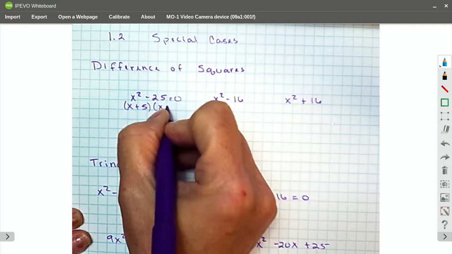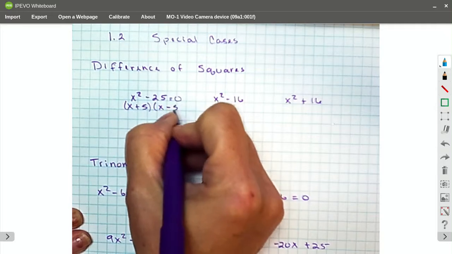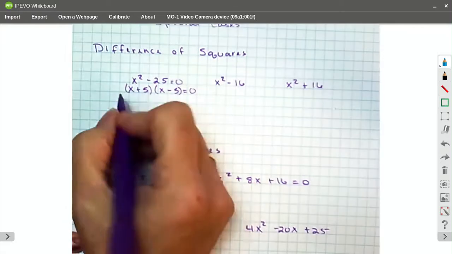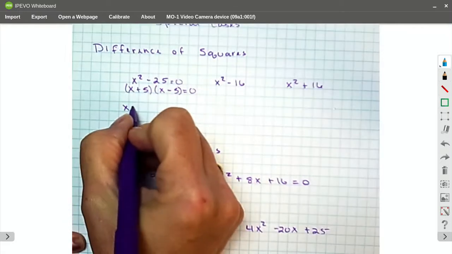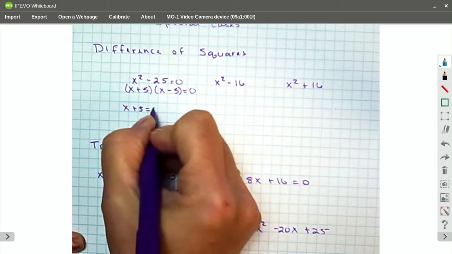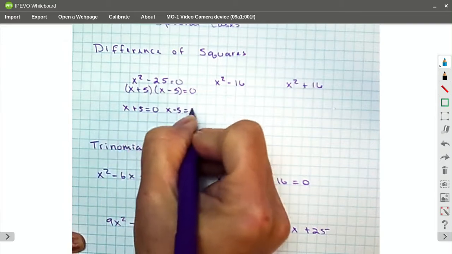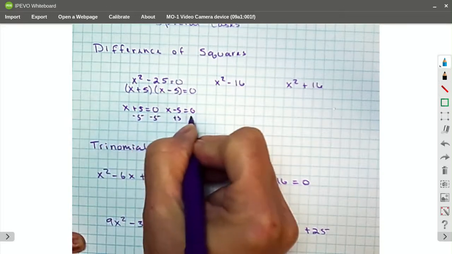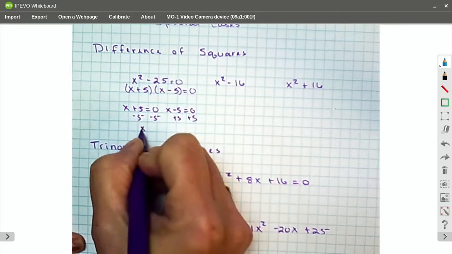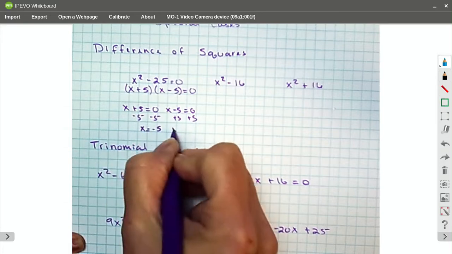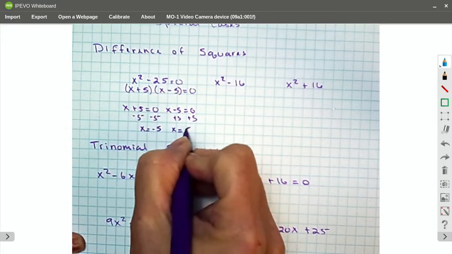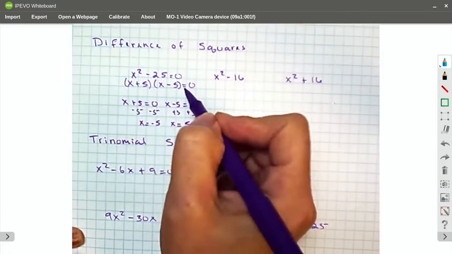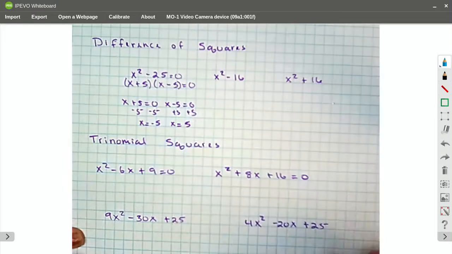So it's going to factor down to x plus 5 and x minus 5 equals 0. And again, don't forget that last step. Minus the 5, add the 5: x equals negative 5, and x equals positive 5. Okay, and we're going to talk more about the difference of squares in the square root method.